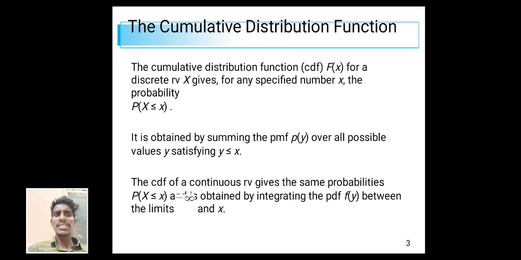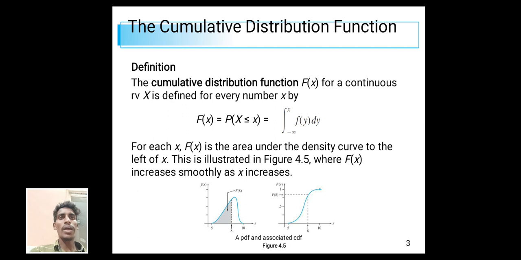gives the same probability P(X ≤ x), obtained by integrating the PDF f(y) between the limits minus infinity and x. What is meant by the definition of a cumulative distribution function?